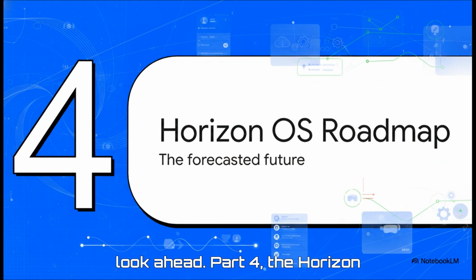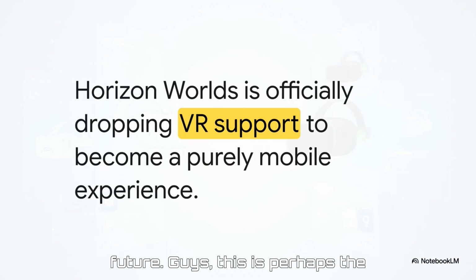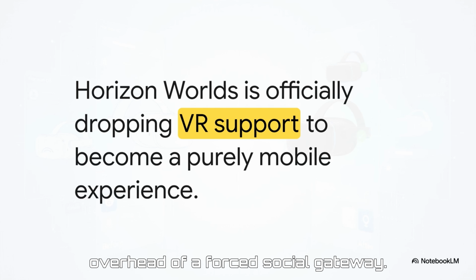Okay, let's look ahead. Part 4, the Horizon OS roadmap and our forecasted future. Guys, this is perhaps the most massive platform bifurcation we have seen yet. Meta is officially separating the Quest VR hardware platform from their own first-party social application, Horizon Worlds. In fact, Horizon Worlds is explicitly dropping VR support to become an almost exclusively mobile and flat-screen experience. And by doing this, Meta is finally cleaning up the VR operating system. They're untangling it, allowing the headset to function as a pure, utility-driven spatial computing platform instead of constantly dragging along the heavy, clunky overhead of a forced social gateway.